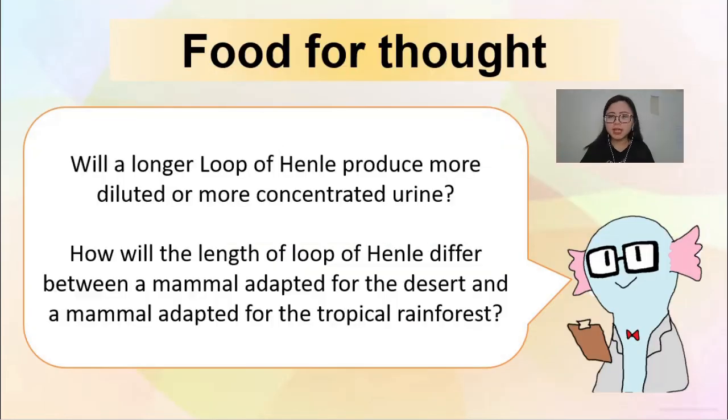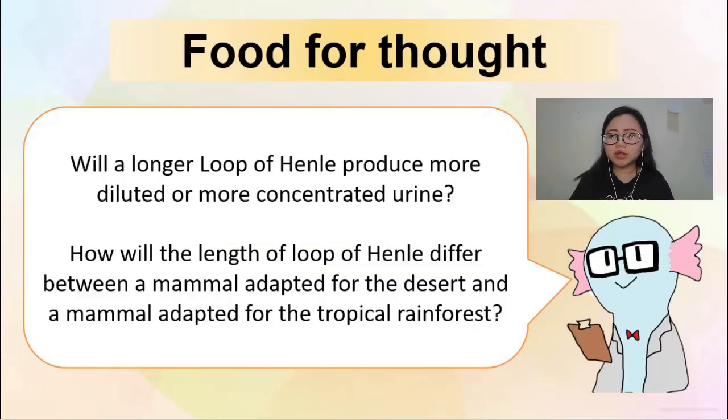Please, some food for thought. Try to think about it. Will a longer loop of Henle produce more diluted or more concentrated urine in the organism? And second question, how will the length of loop of Henle differ between a mammal adapted from the desert and a mammal adapted for the tropical rainforest? Apa perbezaan panjang loop of Henle dalam dua mammal dalam habitat yang berbeza ni? Okay, so this is your KBKK HOTS question for you to think about.